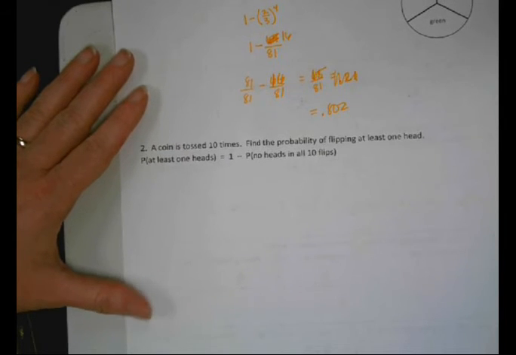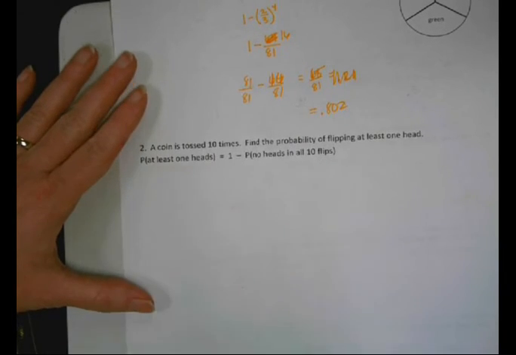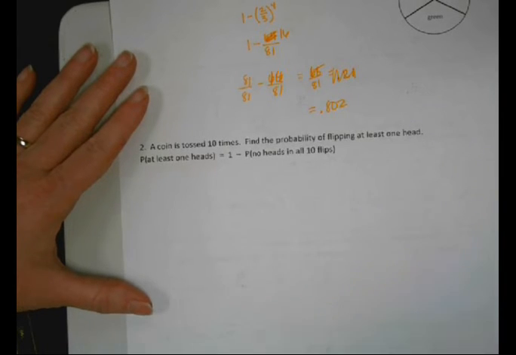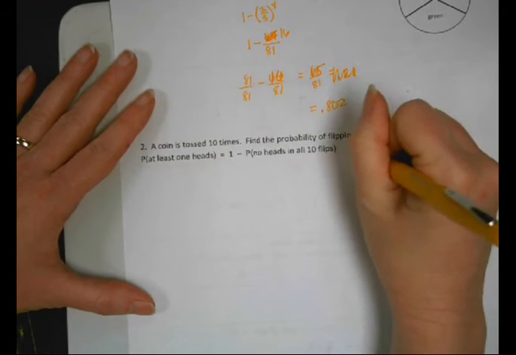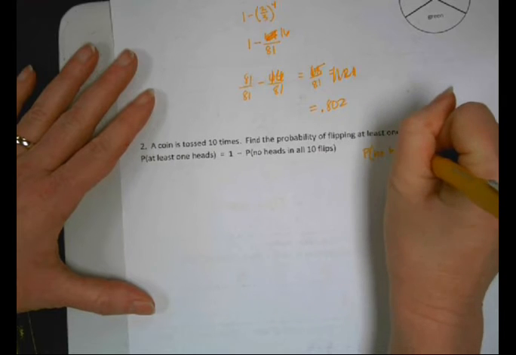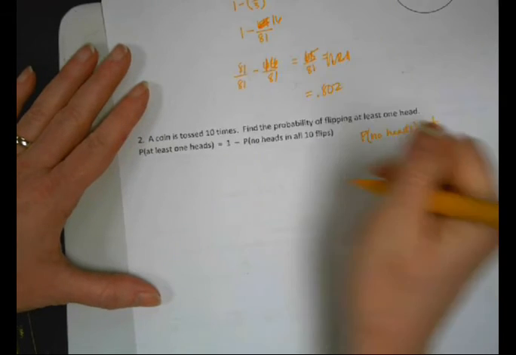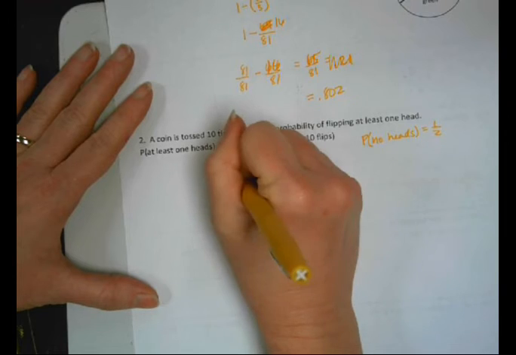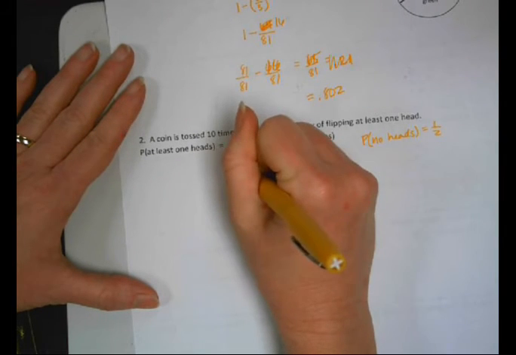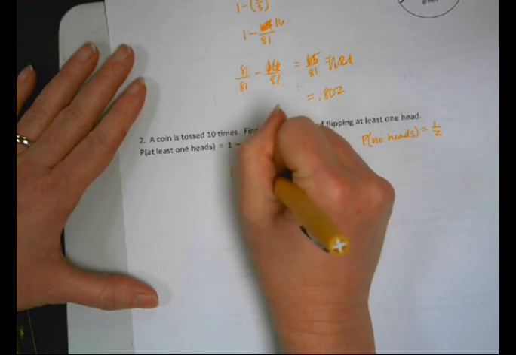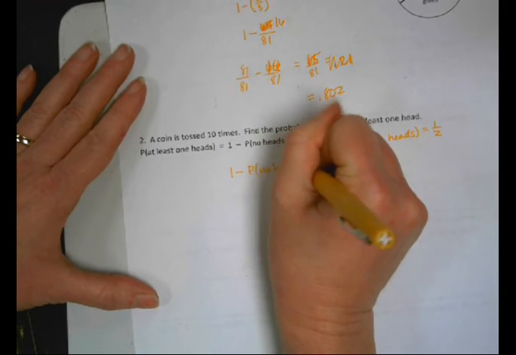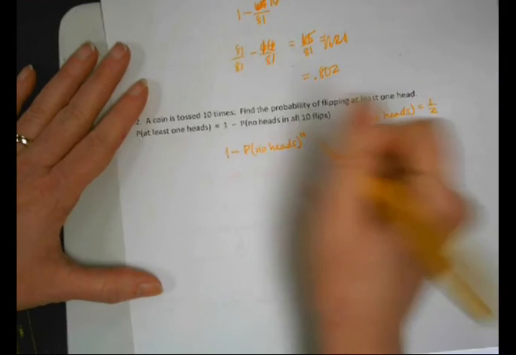Okay. A coin is tossed 10 times. Find the probability of flipping at least one head. So at least one head is going to be 1 minus the probability of no heads. So first of all, 10 times. What is the probability of not flipping a head? Half. Right. So probability of no heads is going to be 1/2. So if I'm flipping 10 times, at least one head is going to be 1 minus the probability of no heads to the 10th power, because we have to do it 10 times.